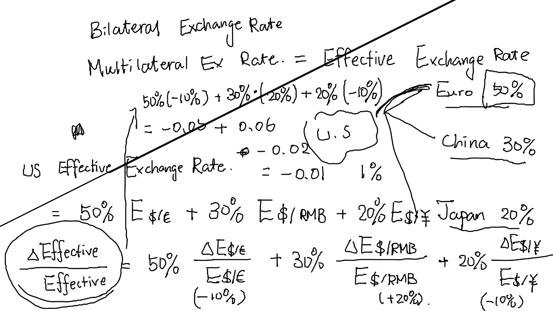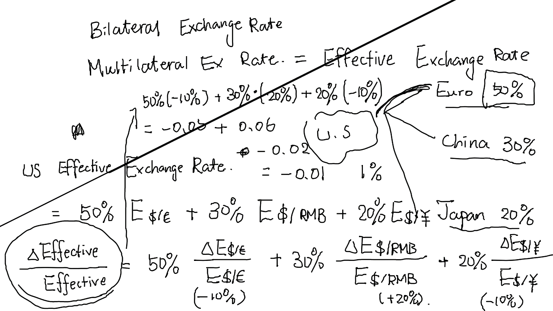All you need to do is to figure out the weighted average, and what is the weight? The weight is the trade share between the home country and the specific foreign country, right? So in this case, it's the very simple case. I assume that the US only has 3 trade partners, which are the Eurozone, China, and Japan.